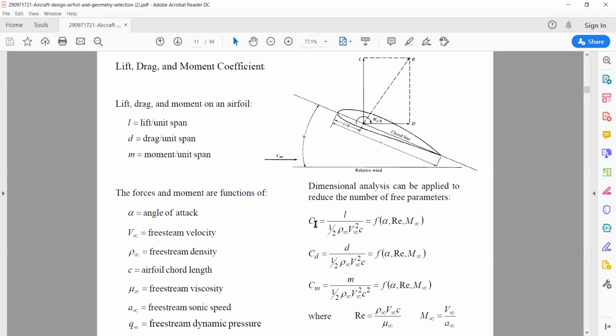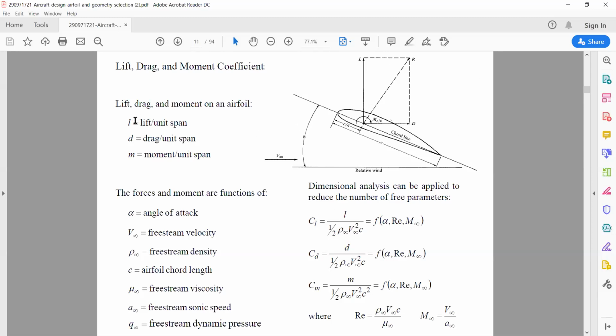If I take capital L, capital D, capital M, then I'm speaking about a total wing, that is a series of airfoils, a complete wing. Wing is a 3D geometry. Airfoil is a 2D geometry. When I'm speaking only about the airfoil, I take small l, small d, small m. Please know the difference between the wing and the airfoil, so that whenever we give the notations C small l, C small d, C small m, these represent the airfoil.